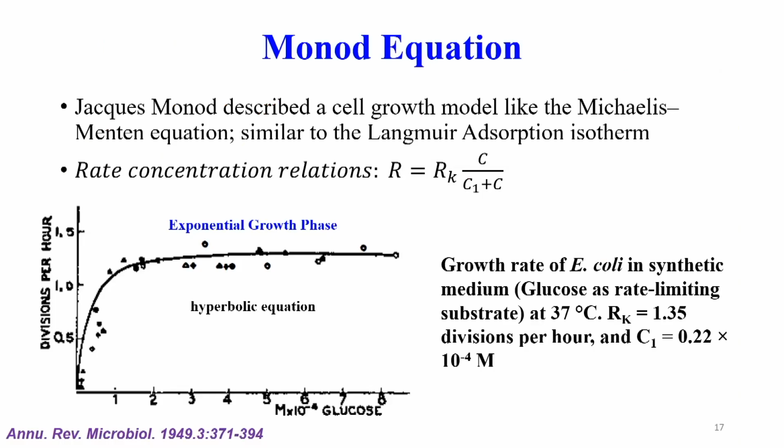So, the Monod equation was described by Jacques Monod based on some experimental observations. So, he observed the growth of E. coli in synthetic medium where glucose was the rate limiting substrate at 37 degree centigrade. So, you just see these points are experimental data.